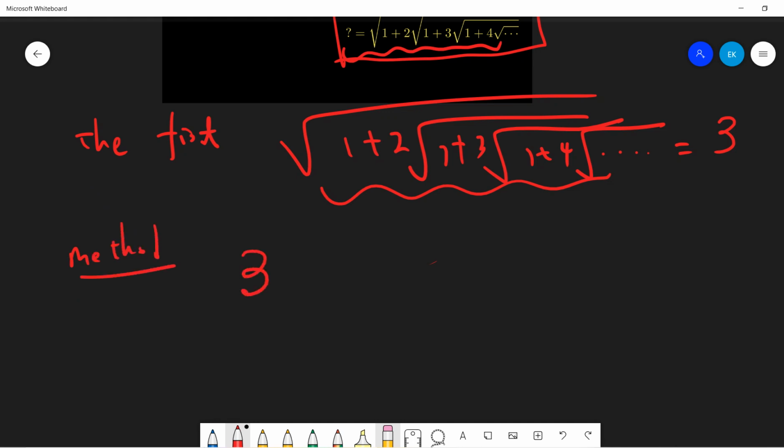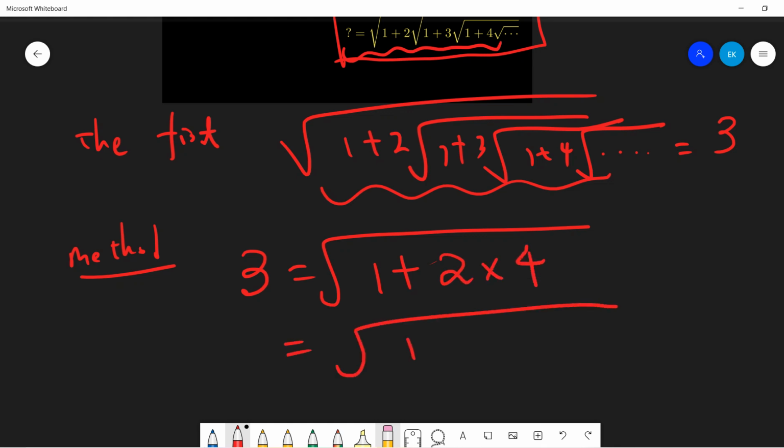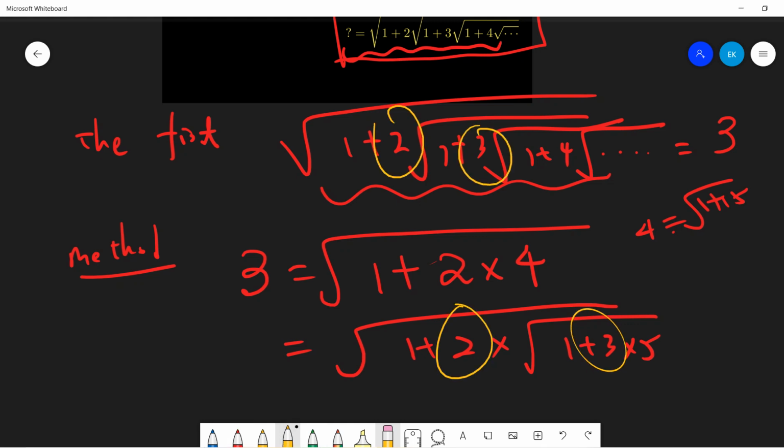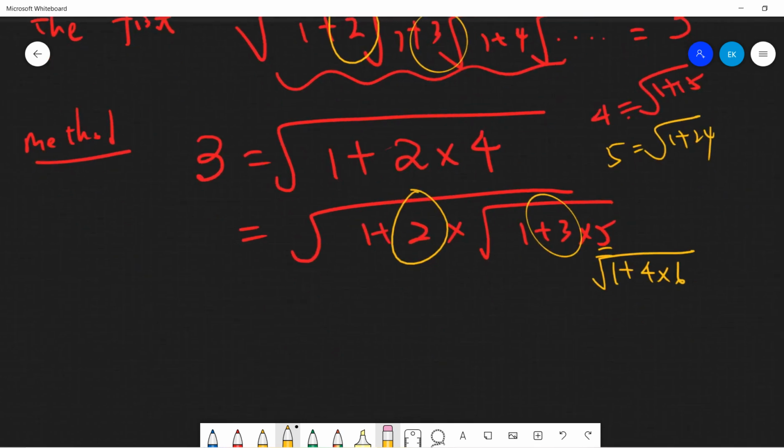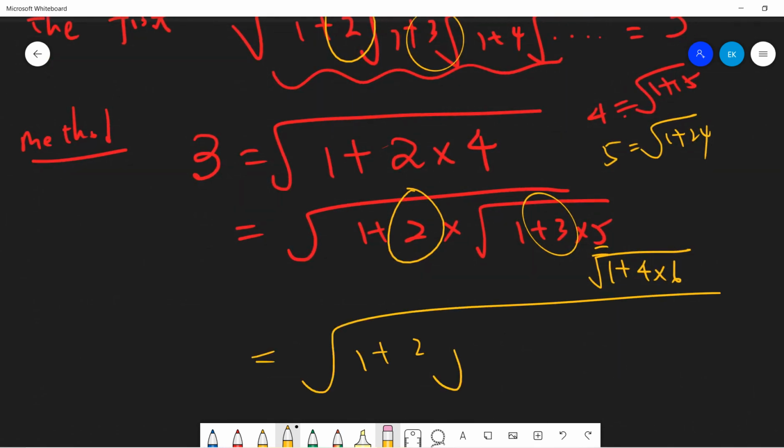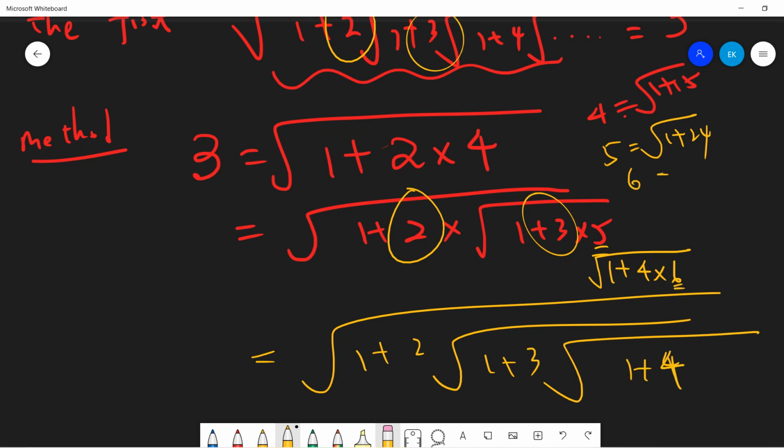The method is that you can write 3 as the square root of 1 plus 2 times 4, right? Because this is 9. Then you can write 4 as the square root of 1 plus 15, so you can write the square root of 1 plus 3 times 5. So you already got 2, 3. Next you write 5 as the square root of 1 plus 24, so you get the square root of 1 plus 4 times 6. So you get 1 plus 2, 1 plus 3, 1 plus 4. And the next is that you write 6 as the square root of 1 plus 35, so it's 5 times 7.